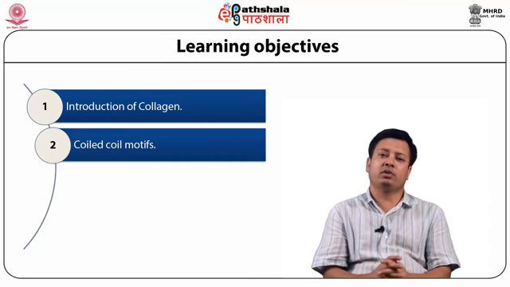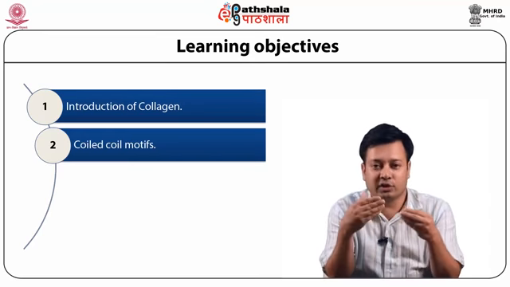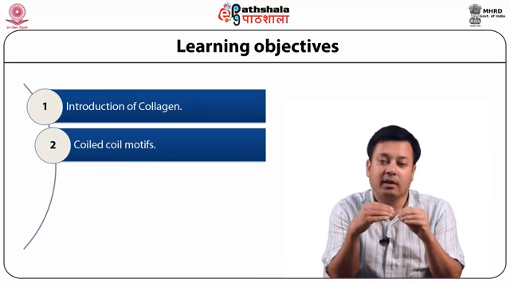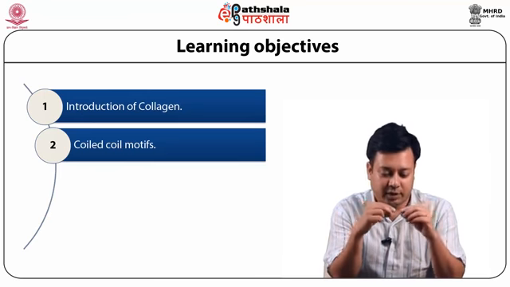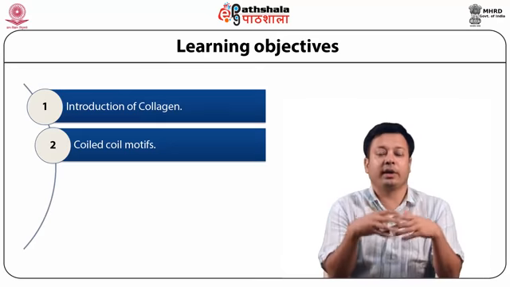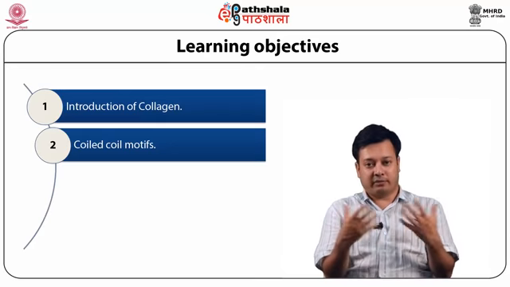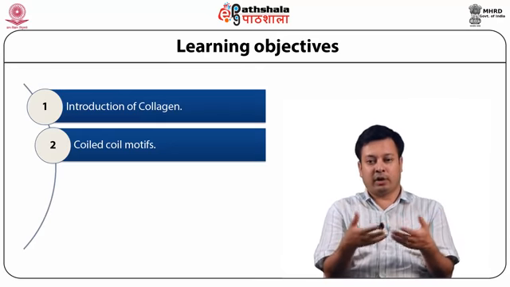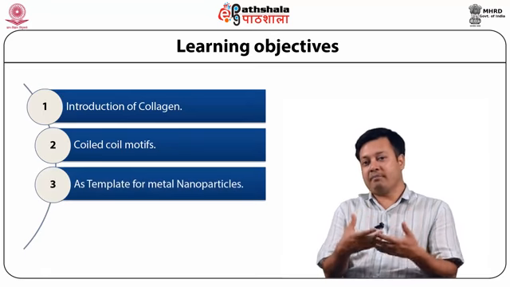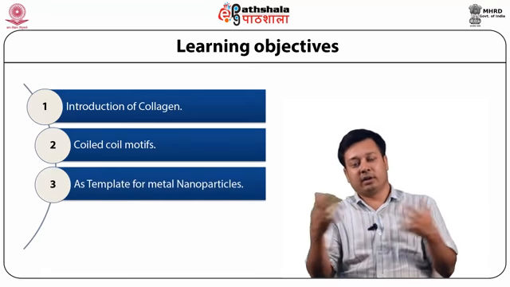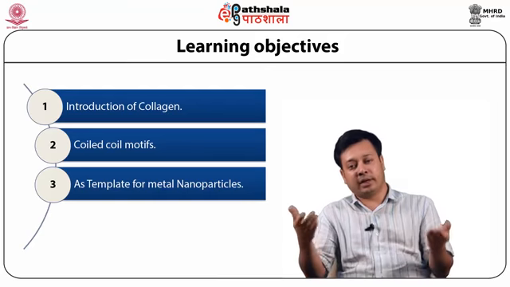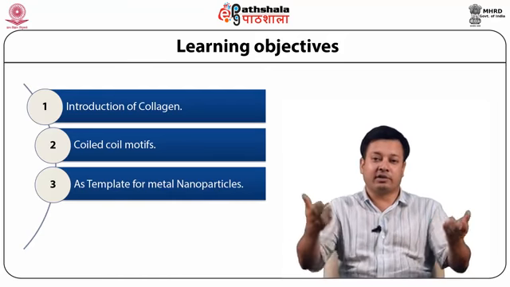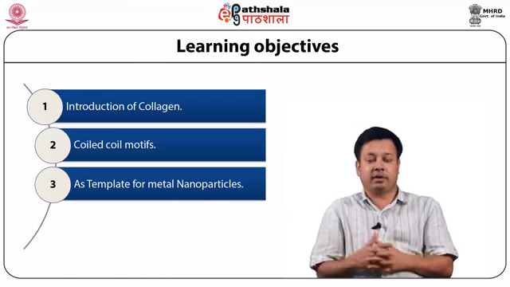Then we will show how we can also use this coiled coil motif for making self-assembled fiber in a very definite form, or we can also make this self-assembled fiber made from coiled coil motif as a template to generate nanomaterials like nanoparticle generation in a definite arrangement.